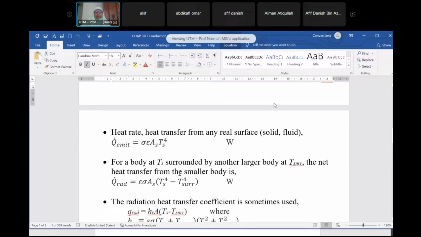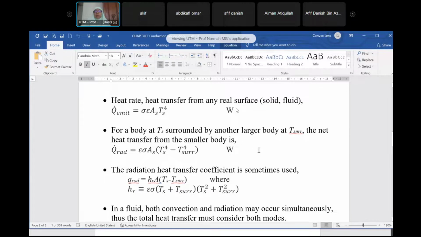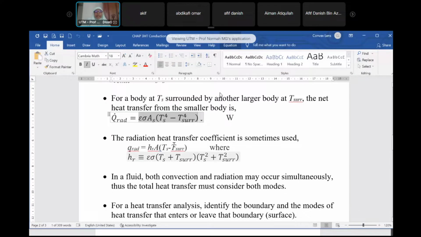And for a body, T surface, surrounded by another large body, T surrounding, the net heat transfer from the smaller body is this. If it's negative, that means the smaller body is receiving heat from the surrounding. The radiation heat transfer coefficient is sometimes used. So here, it is defined by multiplying the Stefan Boltzmann constant, and the rest is also given in your textbook.